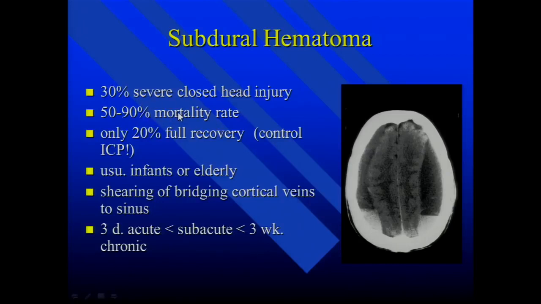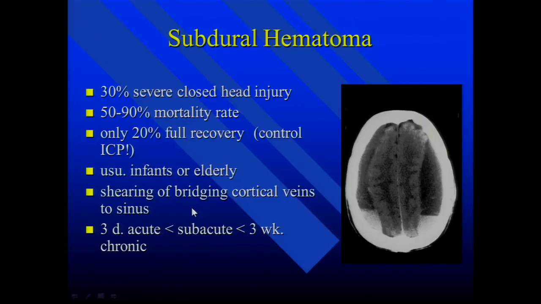These actually have a pretty high mortality rate as well. They're really bad. Epidural is bad, but subdural is bad too. Now, these usually occur in infants and elderly because this is due to rupture of the bridging cortical veins. As the head rotates or moves around, those veins are stretched and they subsequently rupture.